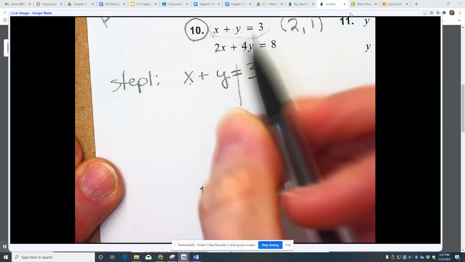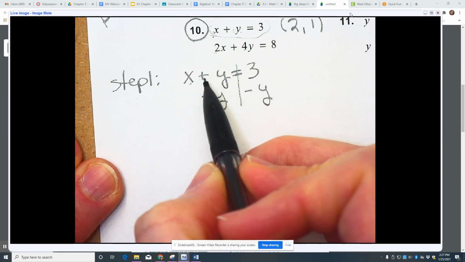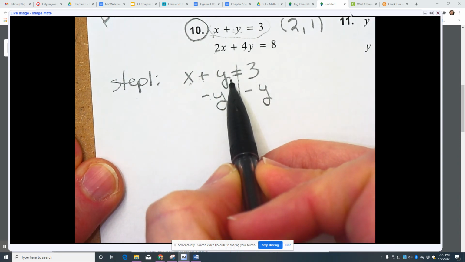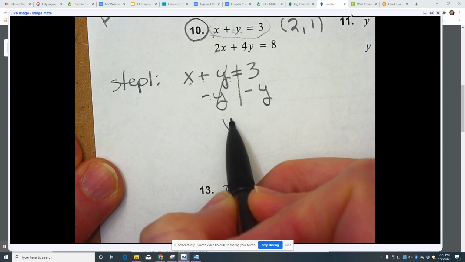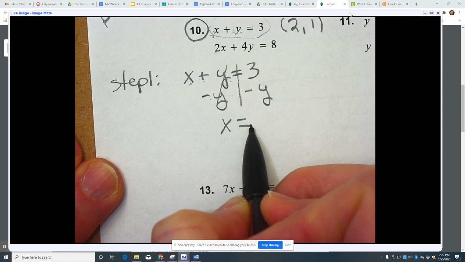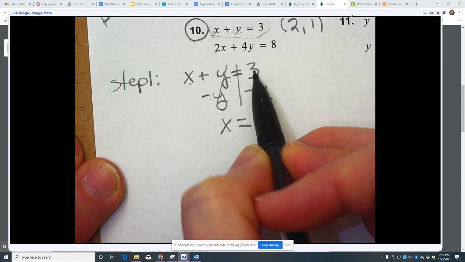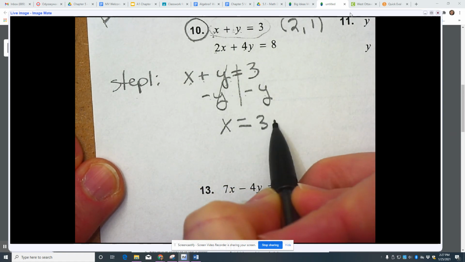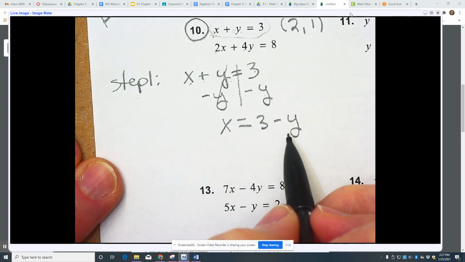So let's minus y from both sides because positive y and negative y make a 0. So that adds to 0, and I would have x left on the left side of the equal sign. And over here, those are not like terms, so don't add them together, but I can just do 3 minus y. And now step 1 is done. X is all by itself.